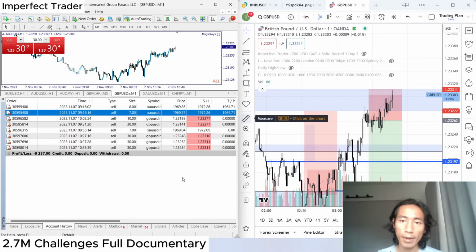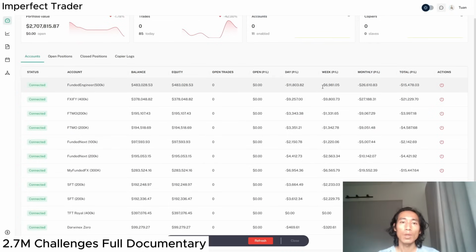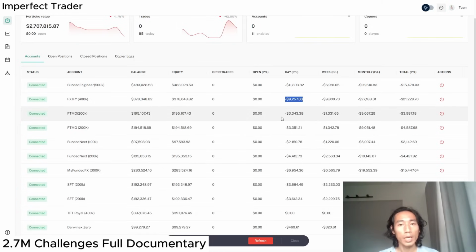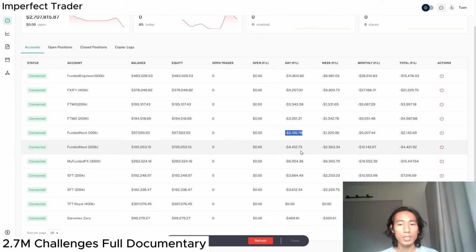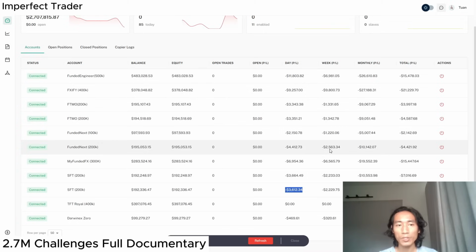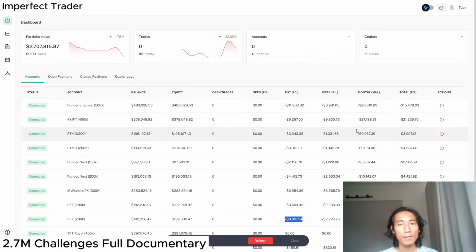So today we're down 2%. That's quite bad. So that's done for today. On Funded Engineer, we are down 2% for today. On MXFI, we are down a little bit more than 2% as well. On FTMO, close to 2%. And the same for other accounts, around 2% down. And so far, we went from negative 5% to maybe negative 4%, something like that.